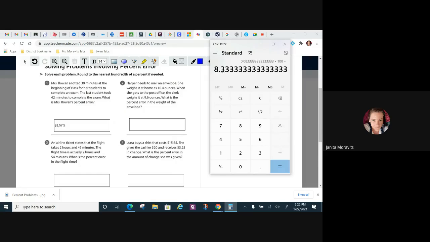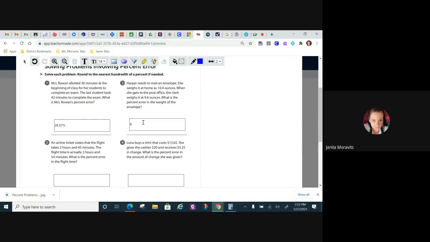Now, we have to have 2 places past the decimal because we're rounding to the nearest 100th. So we got a 3, 3, and then it's 3 forever. But since this 3 is less than 5, we're just going to leave it alone, and we're going to say it is 8.33%. So we're going to type 8.33%.